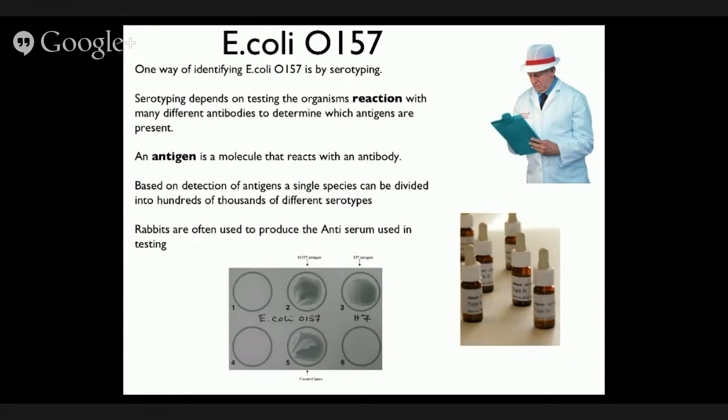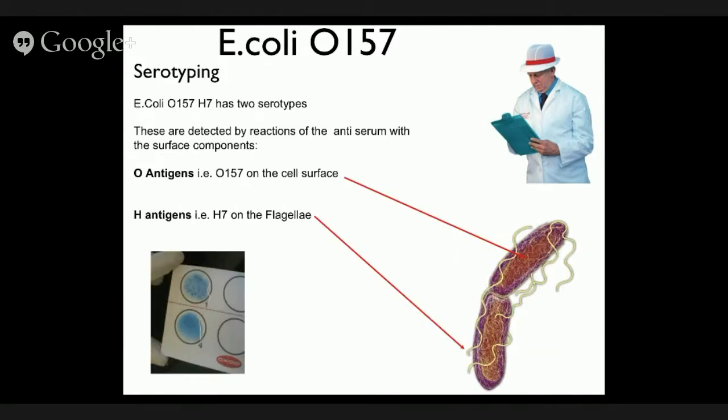One way of identifying it is by serotyping. Serotyping depends on testing the organism's reaction with many different antibodies to determine which antigens are present. An antigen is a molecule that reacts with an antibody. So basically, you put your serotypes onto the various plates, and if they react, then that is the serotype. E.coli O157:H7 has two antigens: the O antigens, i.e. O157, on the cell surface, and the H antigens on the flagella.